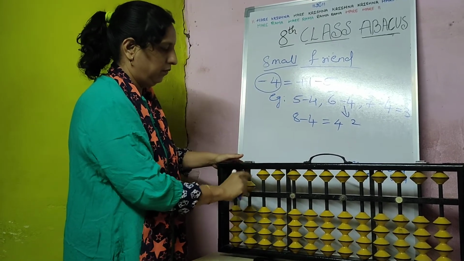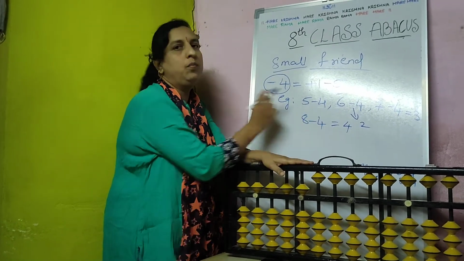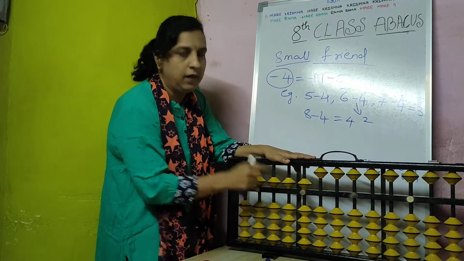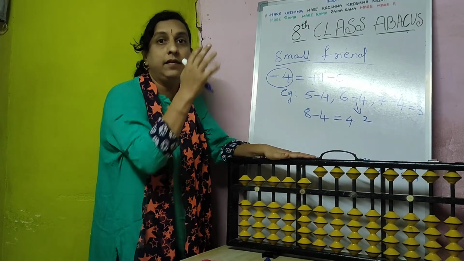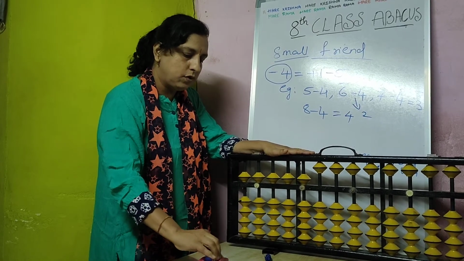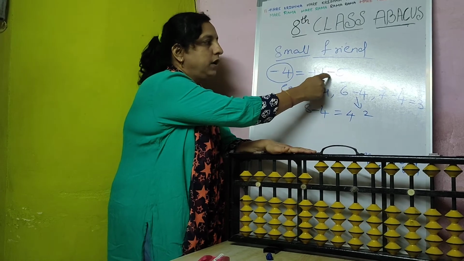Now 5 is there. From 5 I want to do minus 4. Can I do minus 4 here? No. Here a single bead is also not there, so I cannot do minus 4. So what do I have to do? I have to remember this formula again. So plus 1 minus 5.